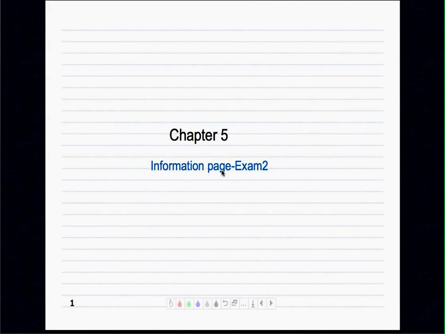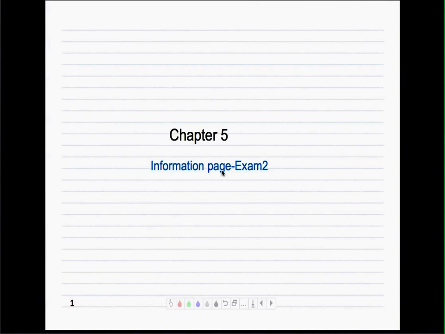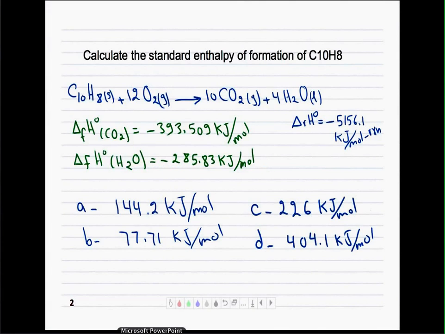Which is the other method to calculate the delta HR, other than Hess's law? So the question is, calculate the standard enthalpy of formation of C10H8. Knowing that this is the reaction and this is the delta H of this reaction, and you're given those two delta H formation values. So the question is to calculate the standard enthalpy of formation of C10H8. And I'm going to stop it at 3 minutes.